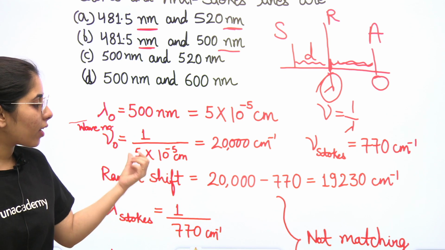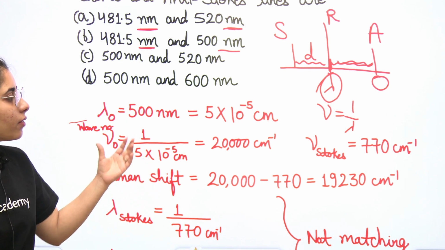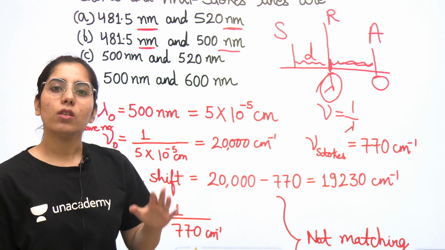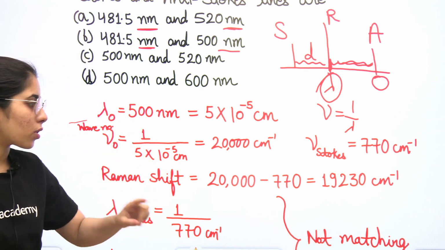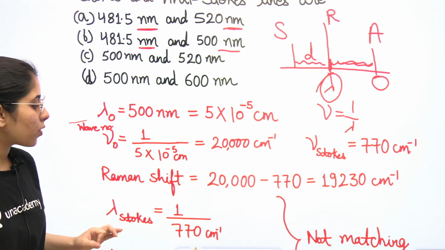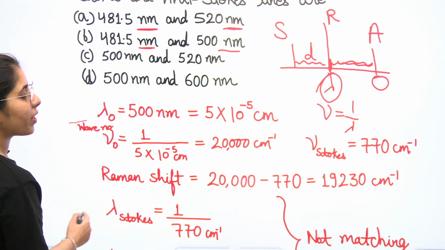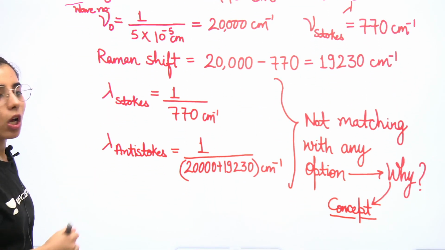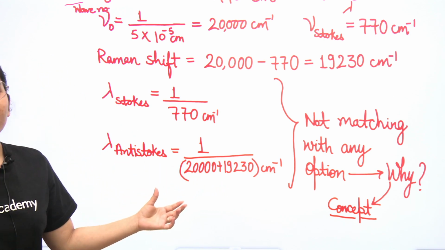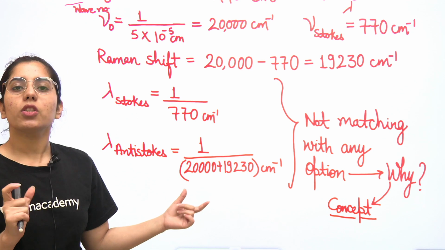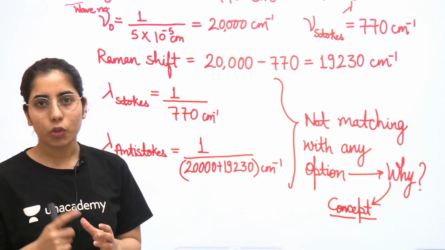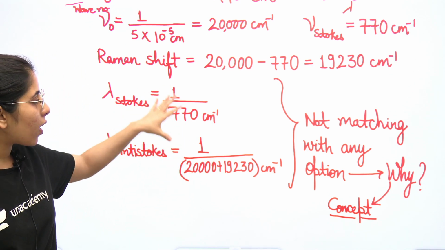We are going to find the Raman shift. Raman shift is the difference between the wave number of the Rayleigh line and the wave number of the Stokes line. Whatever Raman shift you get, if you add that to the Rayleigh line wave number, you will get the wave number for the anti-Stokes line. Once you know the wave number for the Stokes and the anti-Stokes lines, you can find lambda, the wavelength, for both.